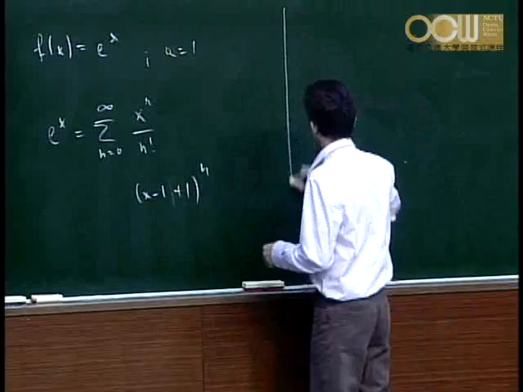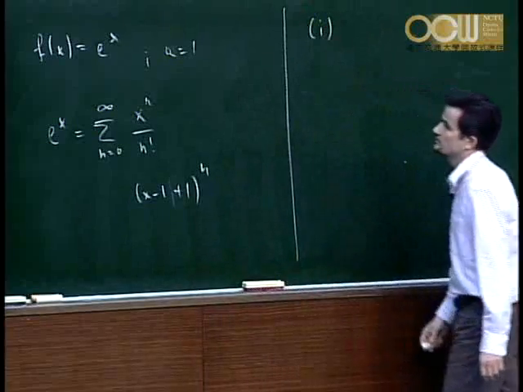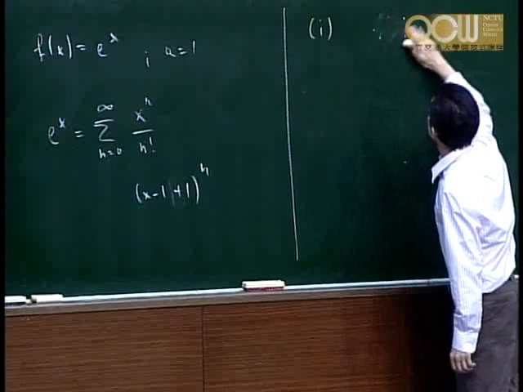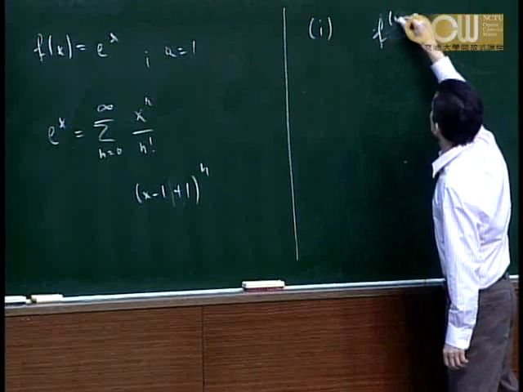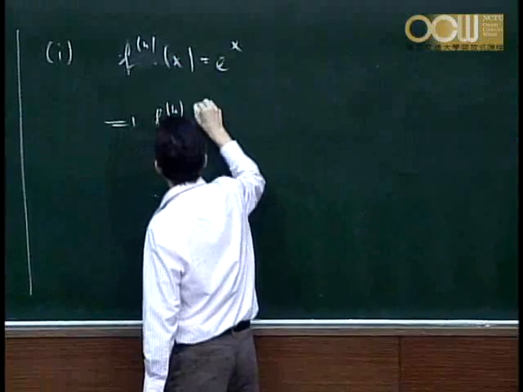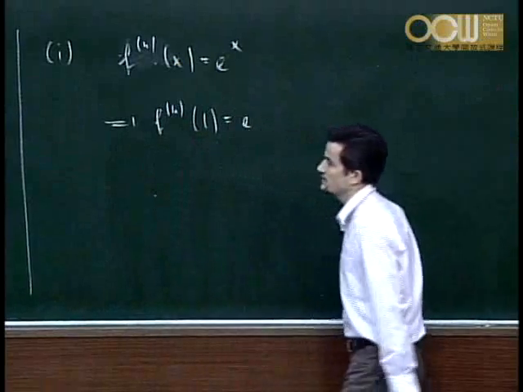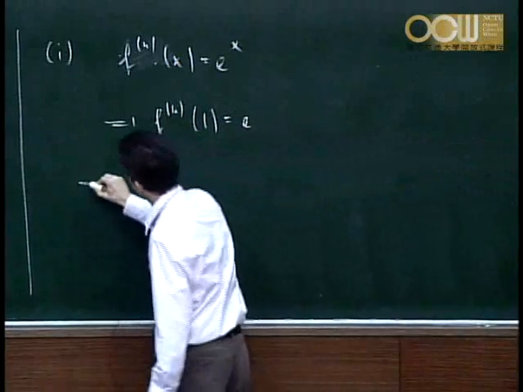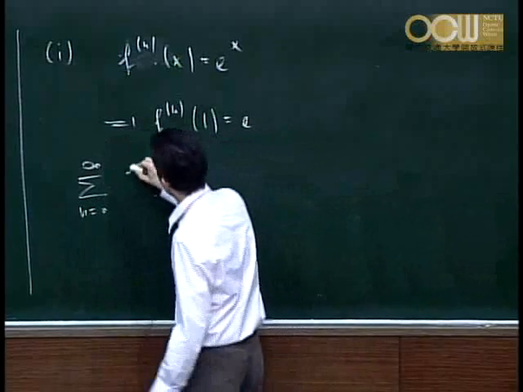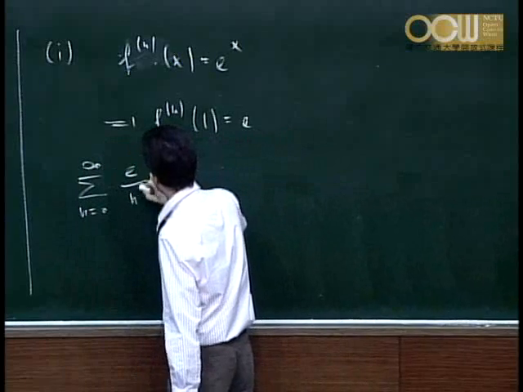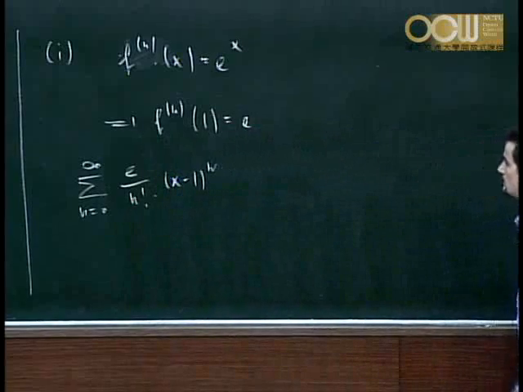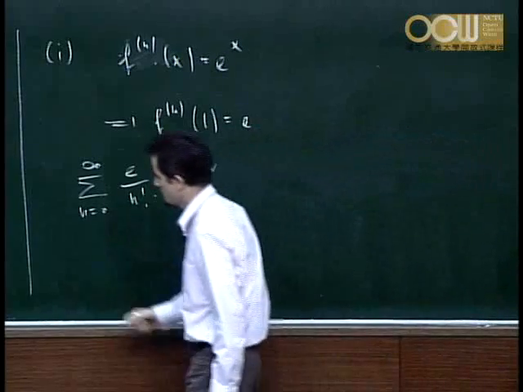So I start with the first step. I look at the Taylor series. So all derivatives of our function are equal to e to the x. So from this we see that the nth derivative at 1 is just equal to e. Okay, so what is the Taylor series? The Taylor series is the series over n of e over n factorial, and then I have x minus 1 to the n. Okay, so this is the Taylor series.